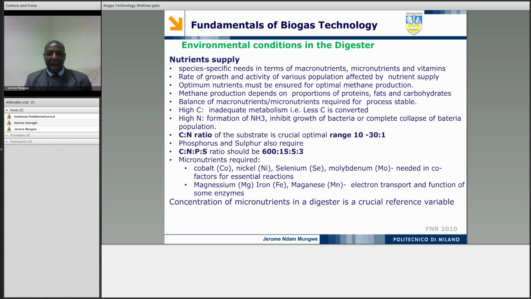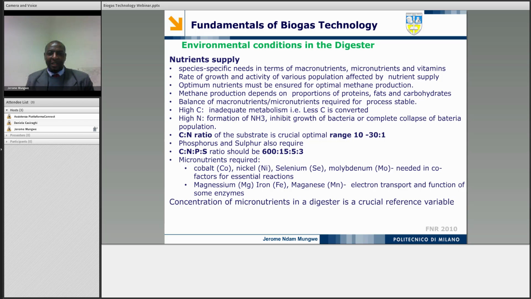substrate. If we have a high carbon concentration, it could lead to inadequate metabolism, that is, less carbon dioxide is converted into methane, and a high concentration of nitrogen may lead to the formation of ammonia, which is inhibiting to the process. So therefore, we always have a ratio to measure the appropriateness of the nutrients in the substrate, which is called the C/N ratio, which ranges between 10 to 30 is to 1. Carbon is to nitrogen.